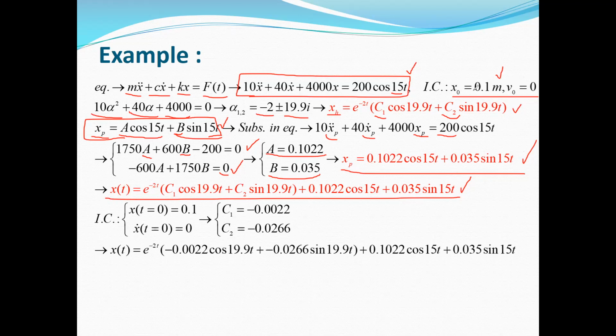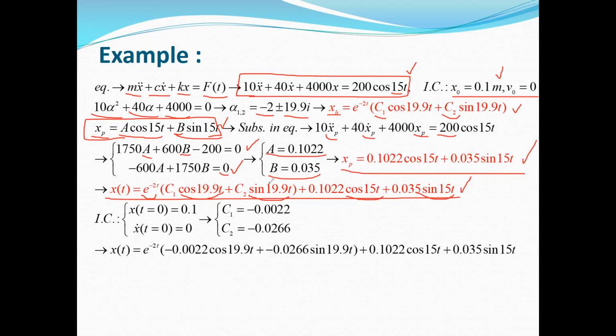At t equals 0, x must be equal to 0.1. So in this x(t), we can substitute t equals 0. The exponential of minus 2t will be 1. Cosine of 0 is 1, sine of 0 is 0. Here cosine of 15t is 1 and sine of 15t is 0. So we will have C1 plus 0.1022, which must be equal to 0.1, and then we can find C1.